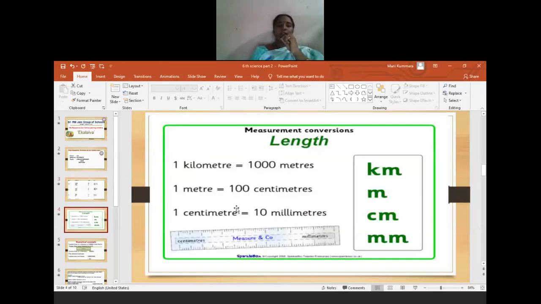So the next one, we are going to see some small numerical sums. 1 kilometer is equal to 1000 meter, and you should remember this. 1 kilometer is equal to 1000 meter. 1 meter is equal to 100 centimeters. 1 centimeter is equal to 10 millimeters. So millimeter is the smallest unit and kilometer is the largest unit. Let us see some small numerical sums so that you will be clear with that.